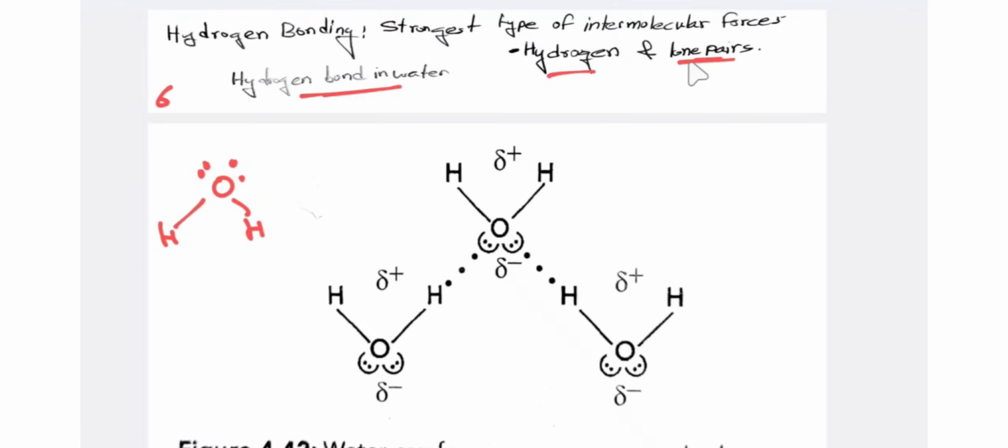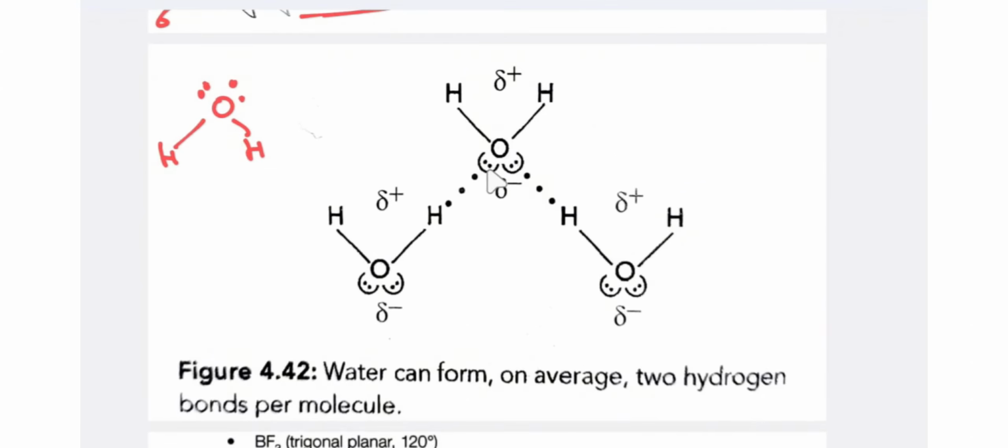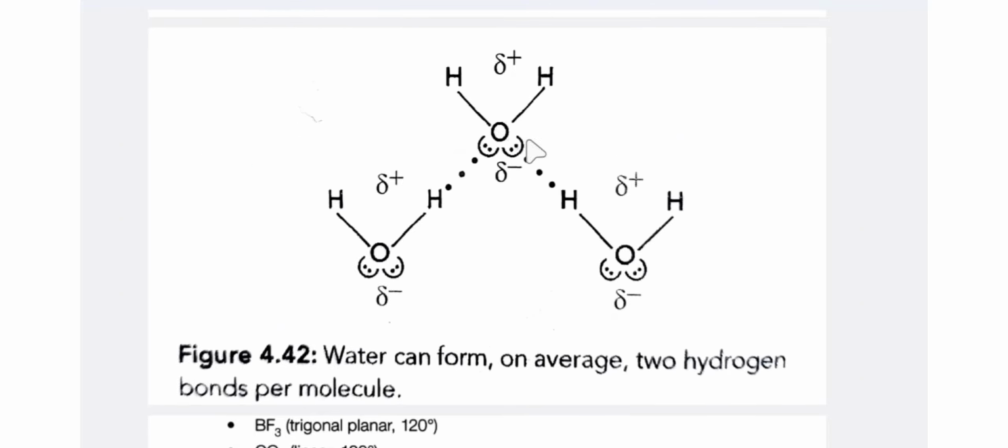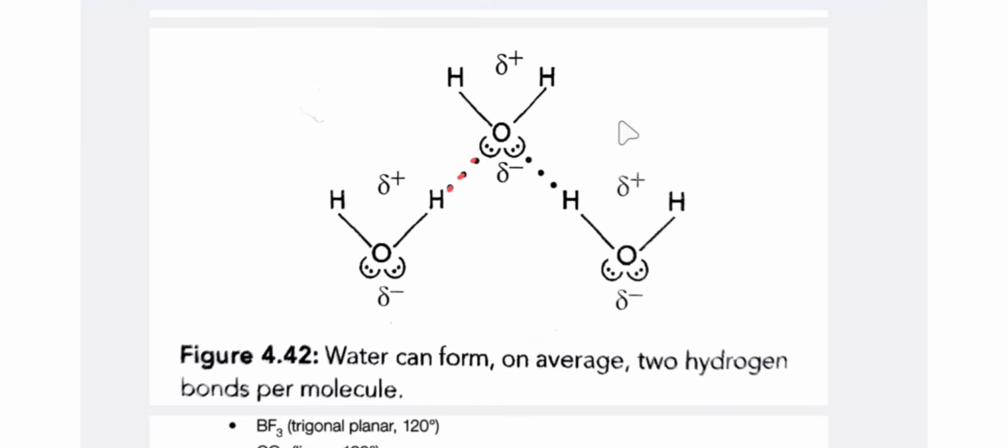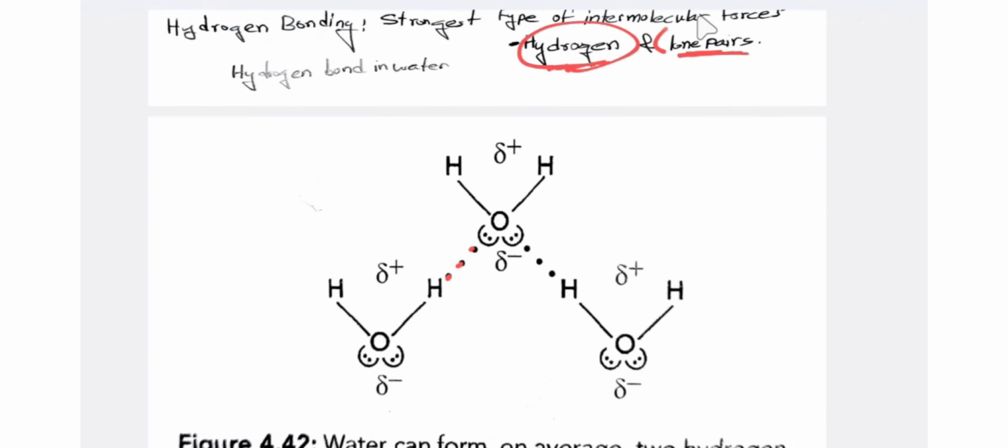Now hydrogen bonding is caused by a lone pair of electrons and hydrogen. So the lone pair of electrons of oxygen and hydrogen is the hydrogen bonding. And we know that hydrogen is delta positive while oxygen is delta negative. So delta positive hydrogen, oxygen delta negative, and hydrogen delta positive. And this is the hydrogen bonding in water. These are the dotted lines from the lone pair to the hydrogen. So this is the hydrogen bond, that is the bonding between hydrogen and the lone pair of electrons.